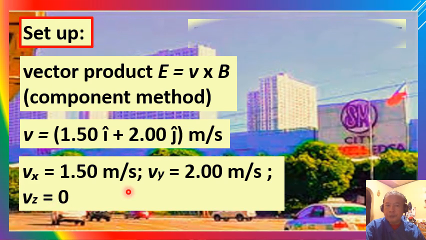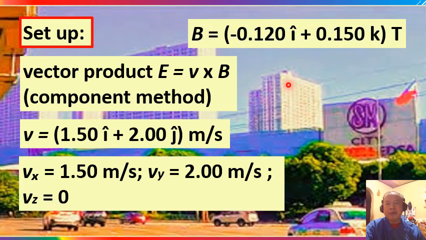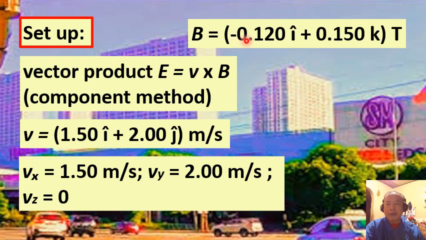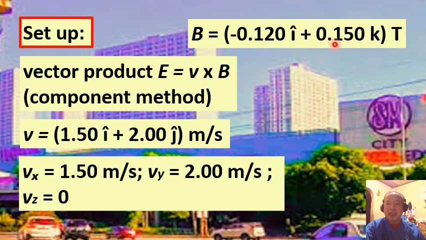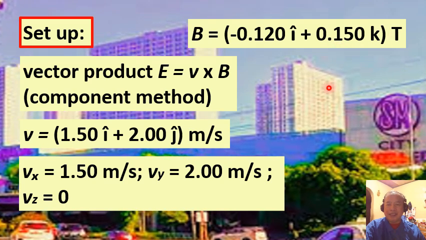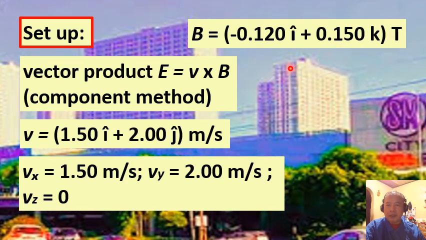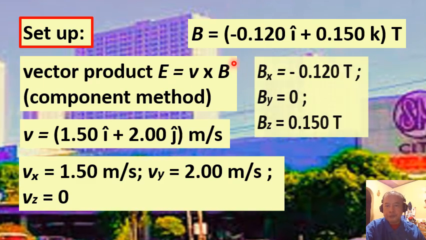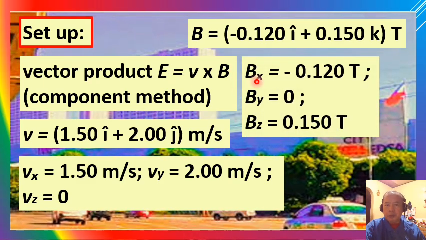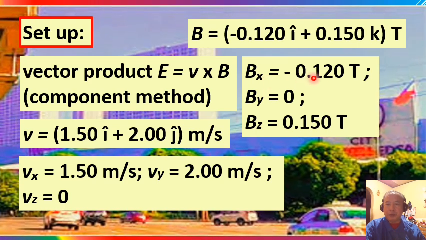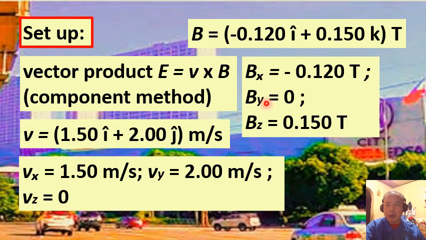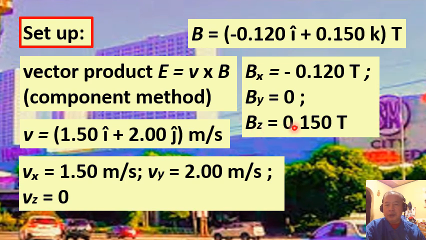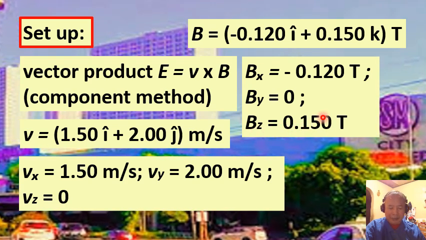While for the magnetic field vector capital B, expressed as the quantity negative 0.120 i plus 0.150 k Tesla, all right, the x, y, and z components are B sub x equals negative 0.120 Tesla, B sub y equals 0, and B sub z equals 0.150 Tesla.